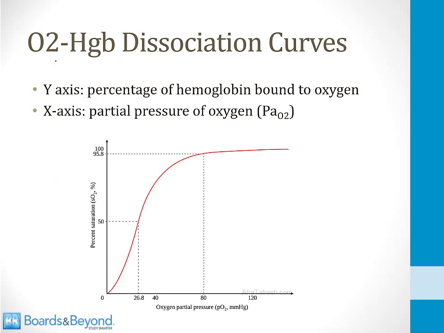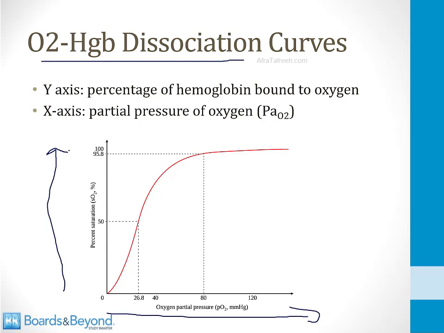Next, let's talk about oxygen hemoglobin dissociation curves, which are a classic topic in pulmonary physiology. Shown on this slide is an example of an oxygen hemoglobin dissociation curve. It plots the partial pressure of oxygen in the bloodstream along the x-axis, and along the y-axis is the percentage of hemoglobin binding sites for oxygen that are saturated with a molecule of oxygen.